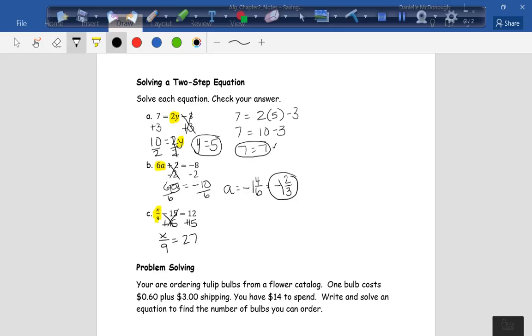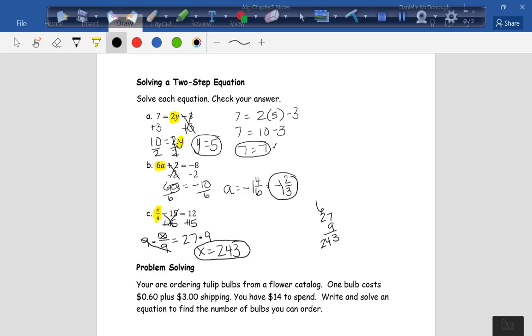And with this, in order to get x by itself right now, it's being divided by 9. So we're going to multiply by 9 on both sides. That crosses out. And I'm going to have x is equal to, well, 27 times 9, that's 243.